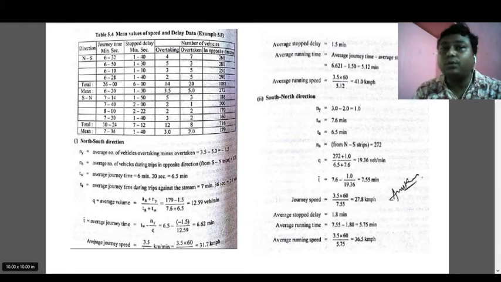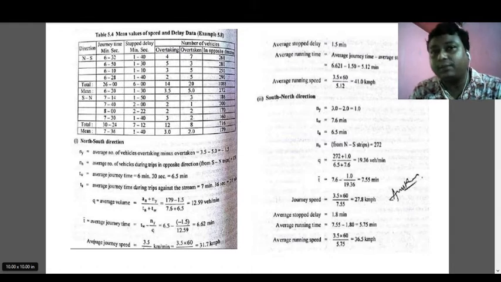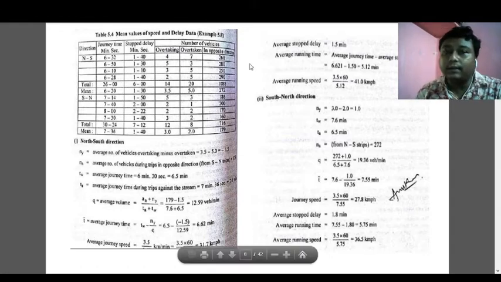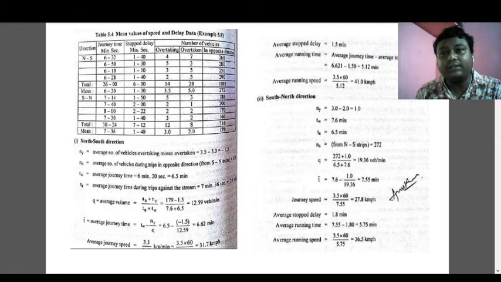Now suppose for the 20 minutes journey, on some day it takes 22 minutes, or it takes 25 minutes, means your total delay is, suppose, 2 minutes or 5 minutes. So you know the delay, so that is why here it is written the running time. The running time is the average journey time minus the average stop delay, means average delay. So for north south direction, the average journey time is how much? The average journey time is given here.